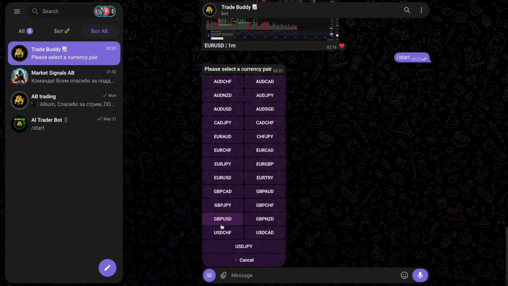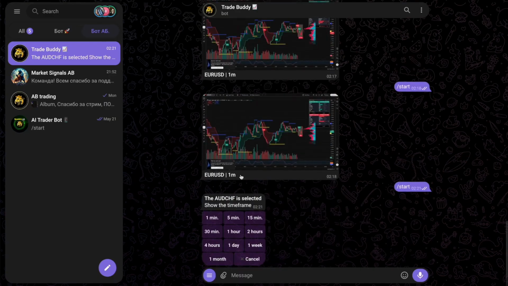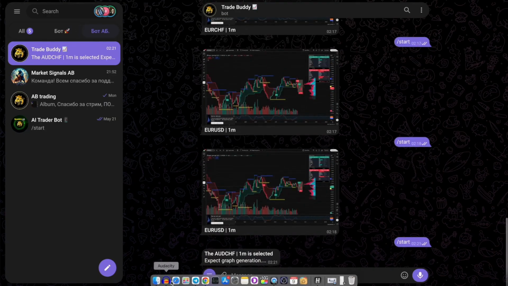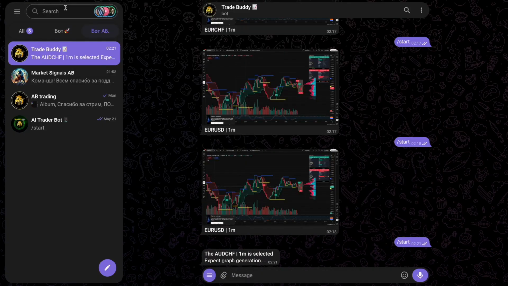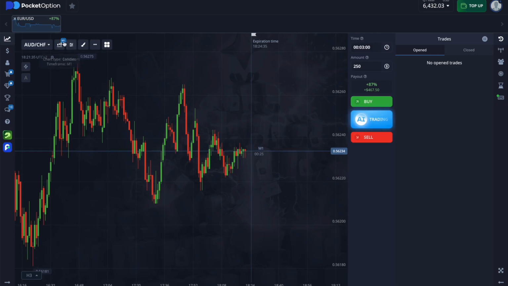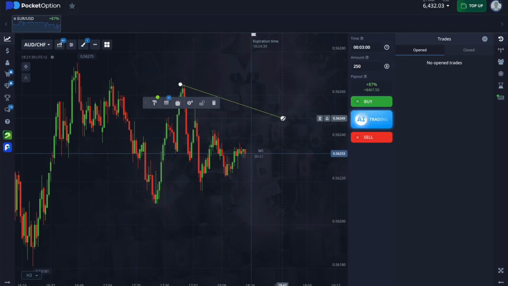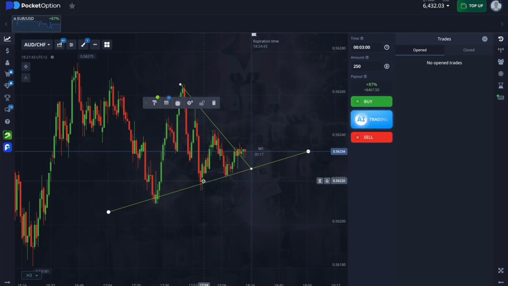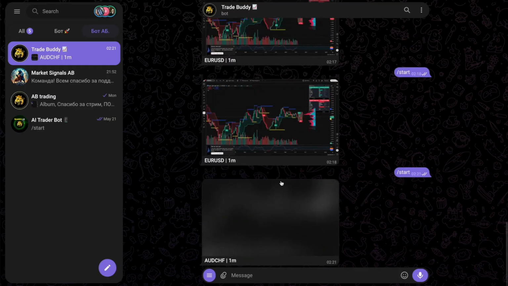I click to start. The currency pair is US dollar Swiss franc, time frame M1. Let's check if the recording is on. When I'm trading myself and recording the screen for you with commentary, it actually helps me trade better. And you'll also gain some extra experience. Here, we have a wedge pattern. See the lower and upper levels? This is how we see it together.